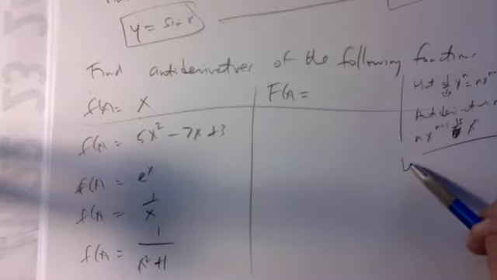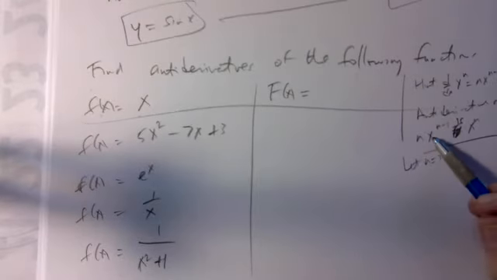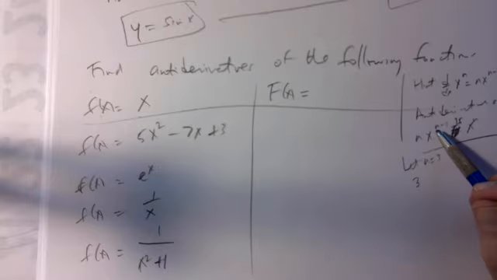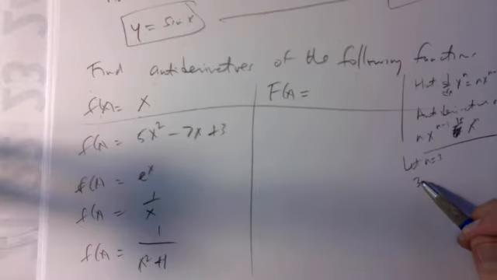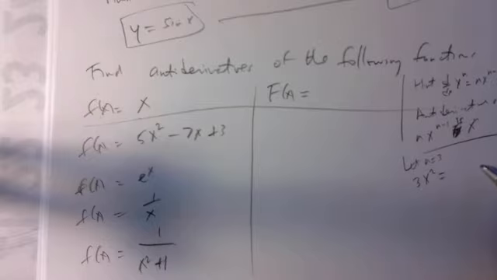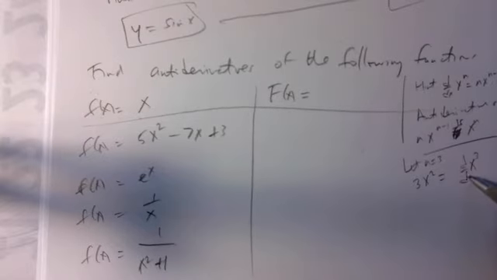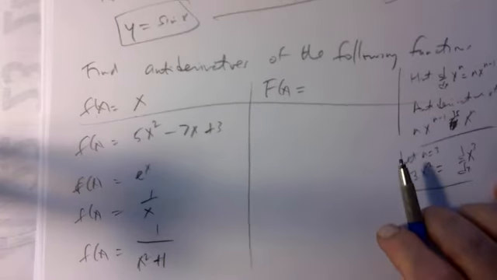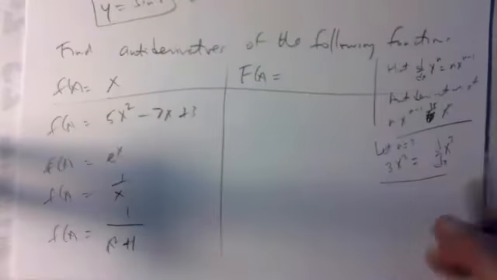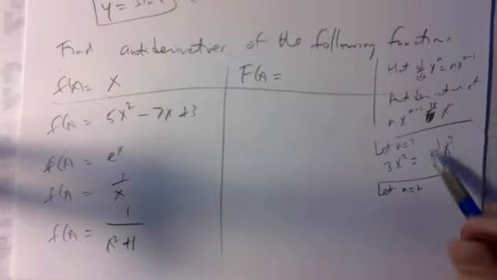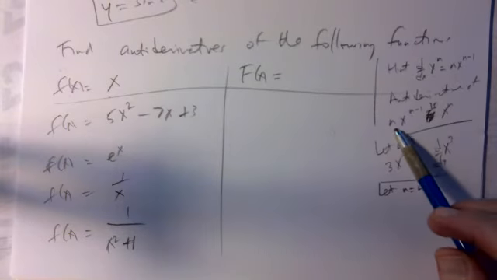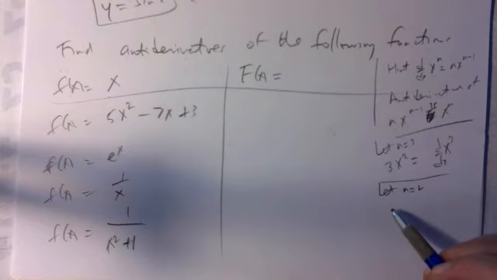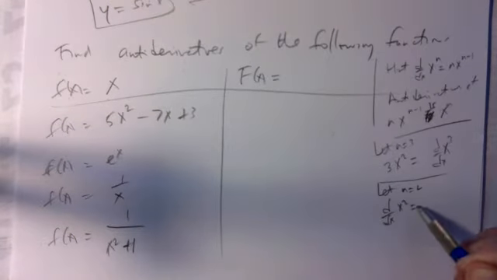So suppose we let n equal to 3. Then when n is 3, n minus 1 is 2. So if you have 3x squared, an antiderivative will be x cubed. The derivative of x cubed is 3x squared. That's true, but I'm more interested in the case n equal 2. When n is 2, this says the antiderivative of 2x is x squared, right? The derivative of x squared is 2x.